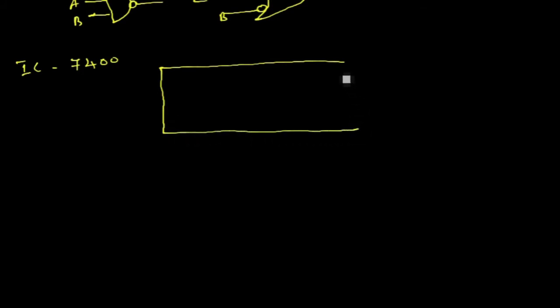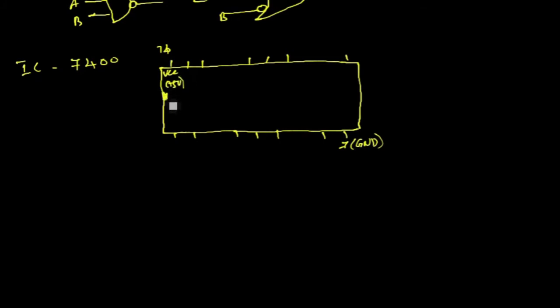If you consider the pin diagram of the 7400, it consists of 14 pins. Here 7 is the ground and 14 is the VCC, or plus 5 volts.